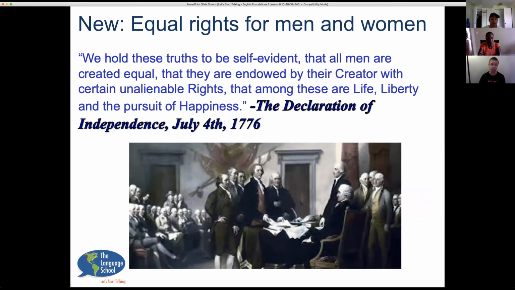Okay? We hold these truths to be self-evident, that all men are created equal, that they are endowed by their creator with certain unalienable rights, that among these are life, liberty, and the pursuit of happiness.